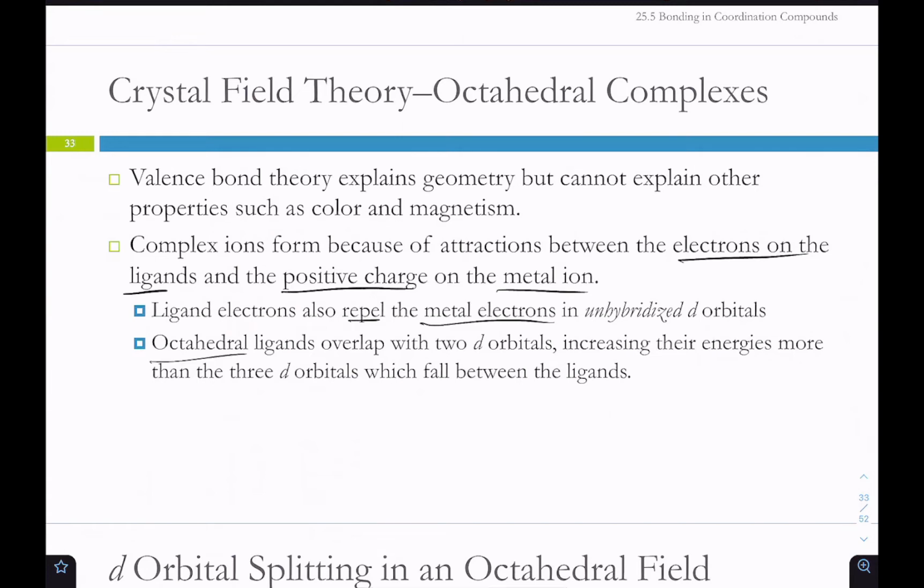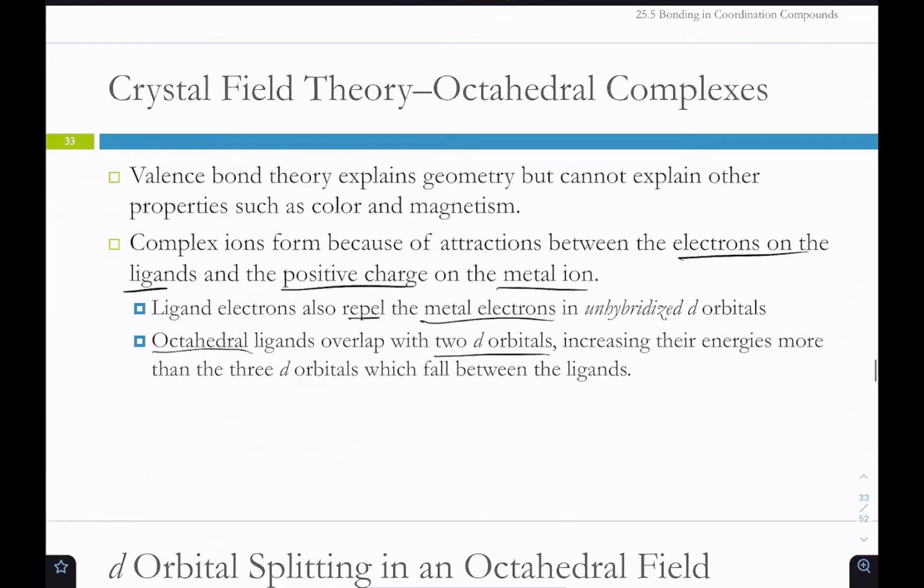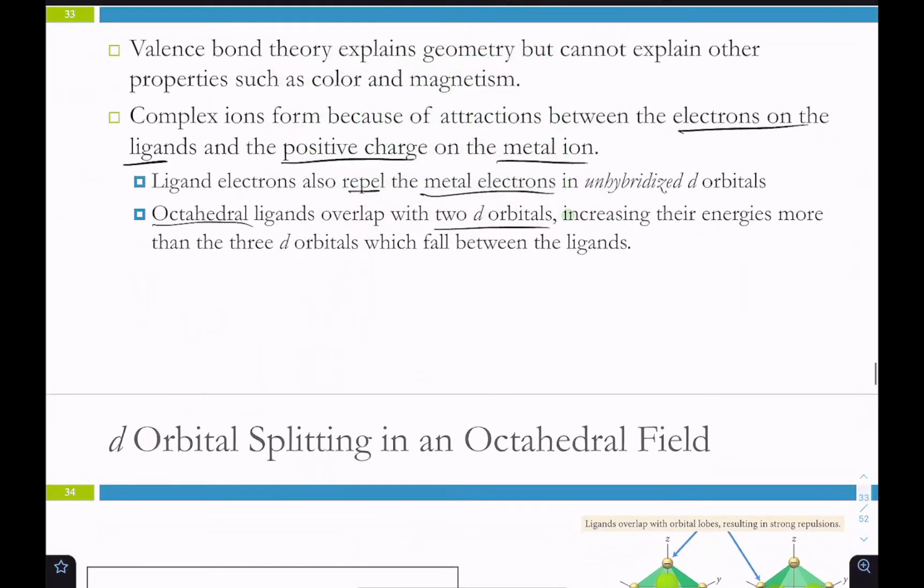So in an octahedral ligand, which is the one that we're going to talk about the most here, we have overlap of 2 d orbitals with ligands. And then because of that overlap, because of that proximity, it increases, like the green one, increases the energies more than the other 3 orbitals, which fall between ligands.